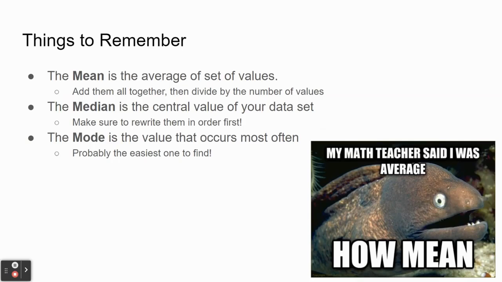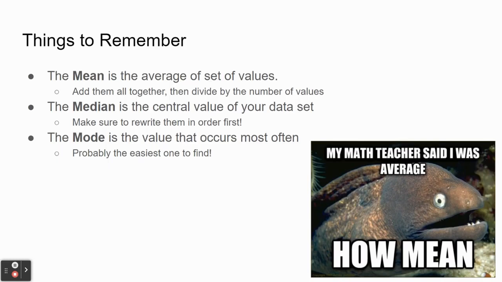So things to remember from this video, the mean is the average of the set of values. You're going to add them all together first, then you're going to divide by the number of values. You don't actually need to put them in order to find the mean, but since most of the time you're going to need to find all 3 of them, you might as well put them in order to start with. The median is the central value of your data set. Again, make sure to write them all in order first. That is where it actually matters, because you need to be able to find what's in the middle.